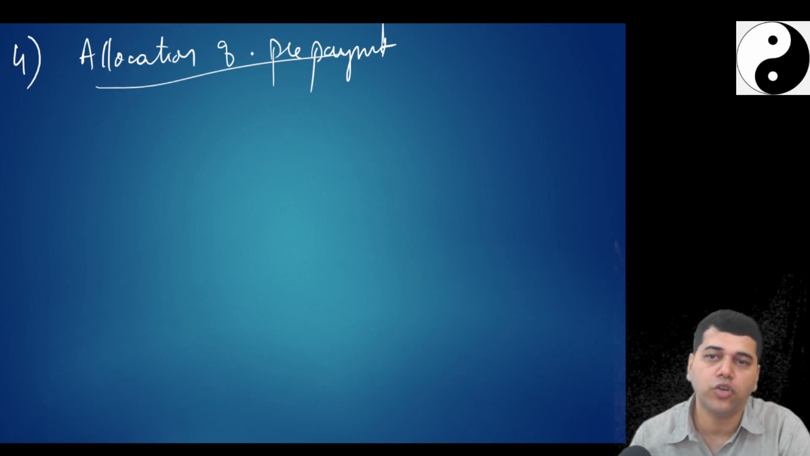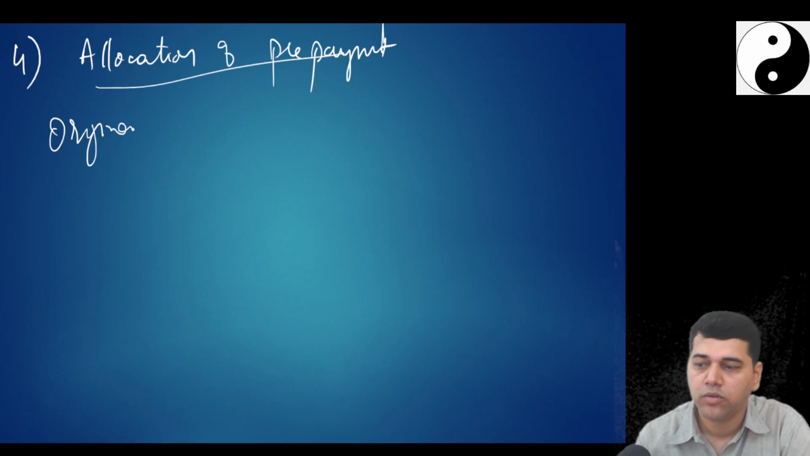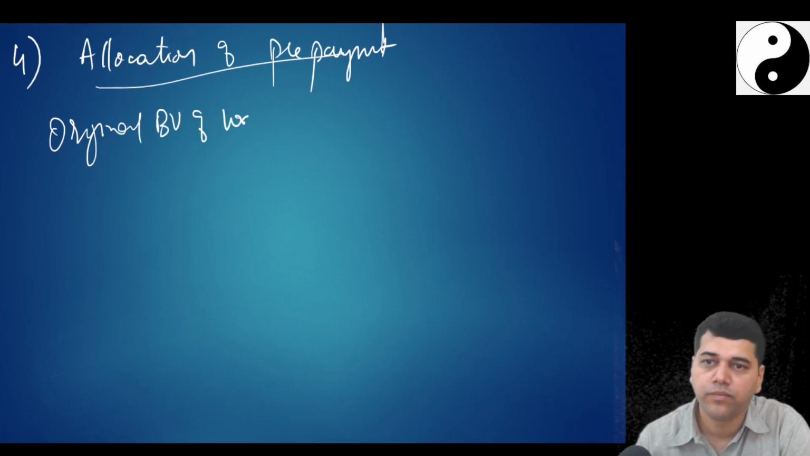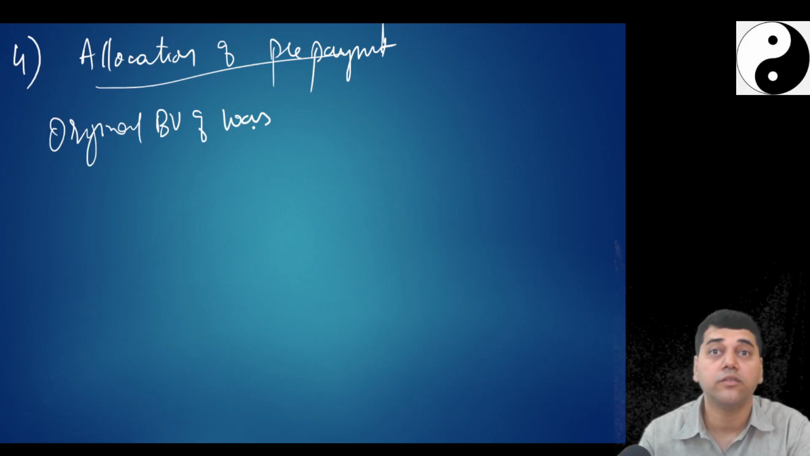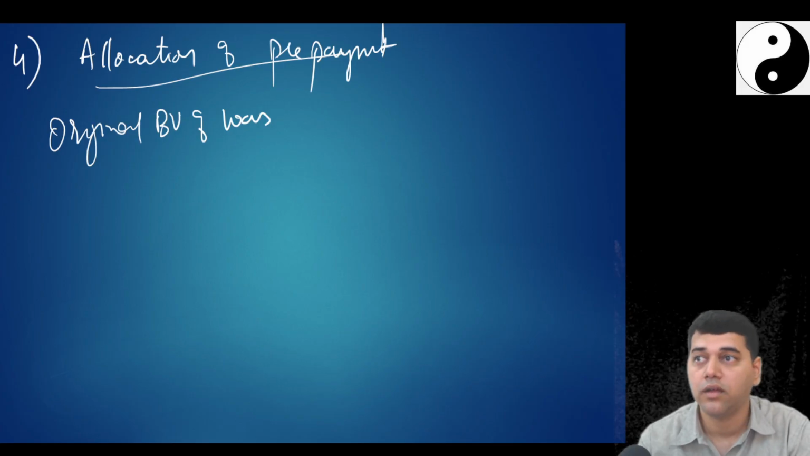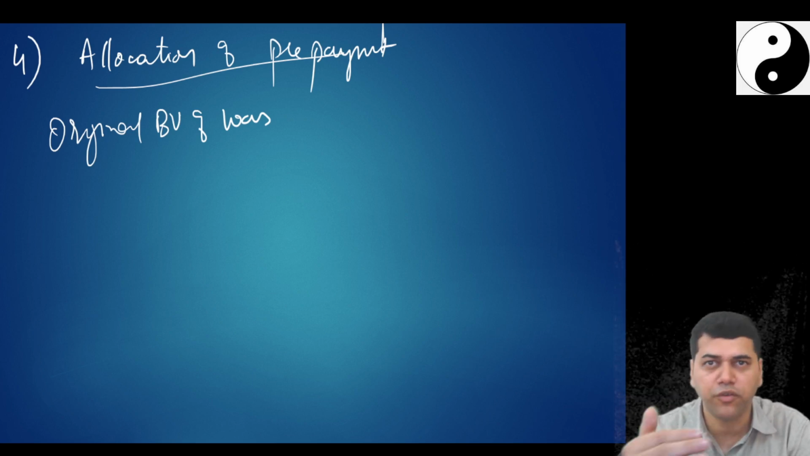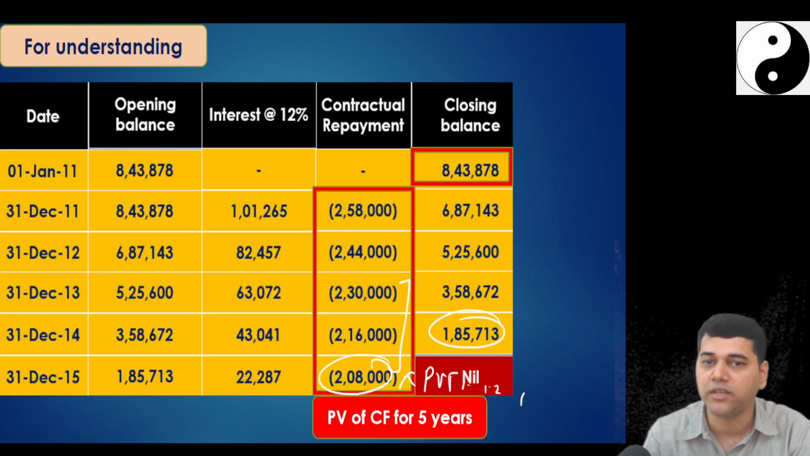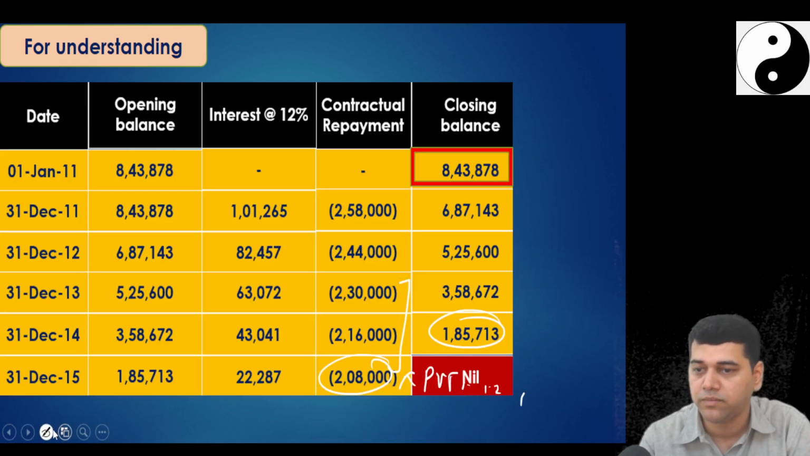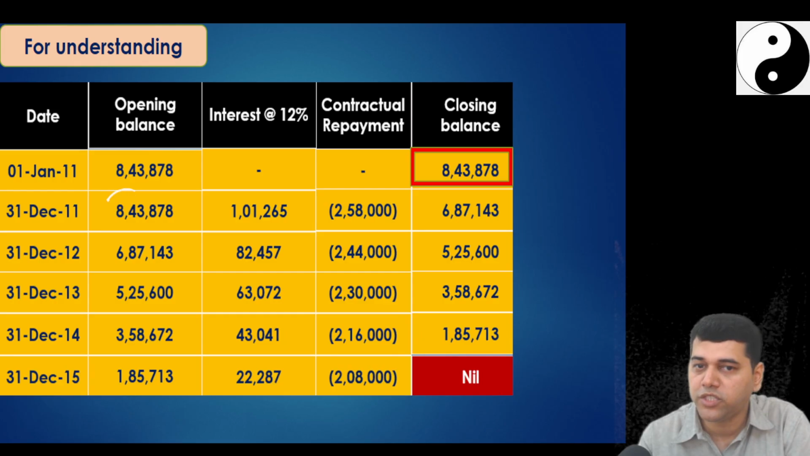So what is my original book value of loan? Okay, sorry. How do you know? For this, I have to go to the amortization schedule. Because prepayment we have not considered. If I go back to the amortization schedule, this is my original opening balance.